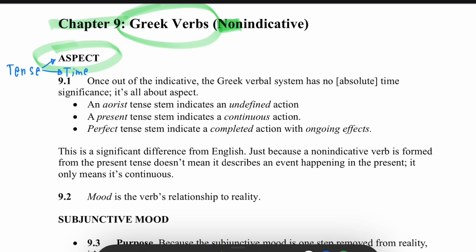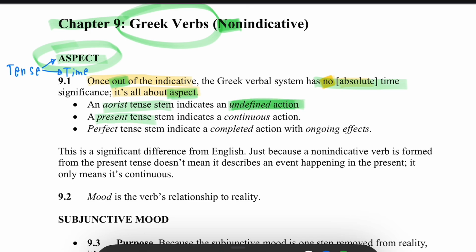But, as we see here, once out of the indicative, the Greek verbal system has no, and that is no, absolute time significance. It's all about aspect. So we're going to talk a little bit about relative time, but there's no absolute time once you're out of the indicative. So going through the tenses then, the aorist tense stem indicates an undefined action. Again, as we're thinking about aspect, it's undefined in its aspect.